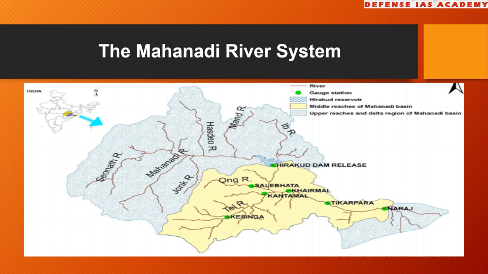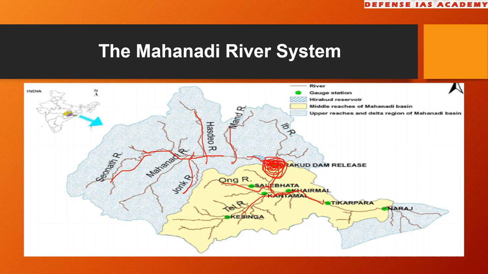This figure shows the tributaries that are coming into the Mahanadi and the flow of the Mahanadi between the states Chhattisgarh and Orissa. This is the Mahanadi river. It has tributaries Seonath, then Jonk, then Hasdeo, the Mand river, then the Ong river, then the Tel river, all coming into it.